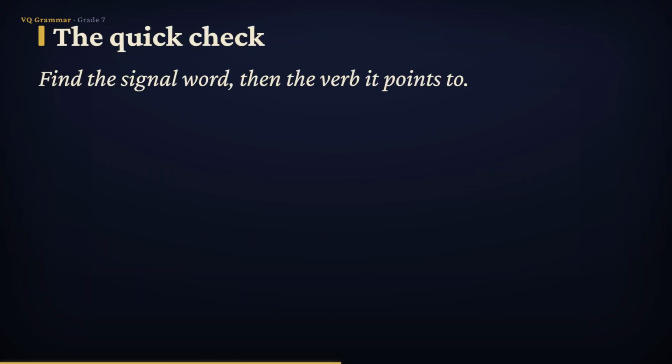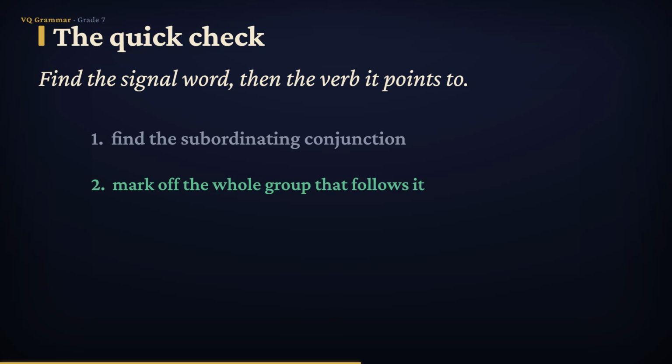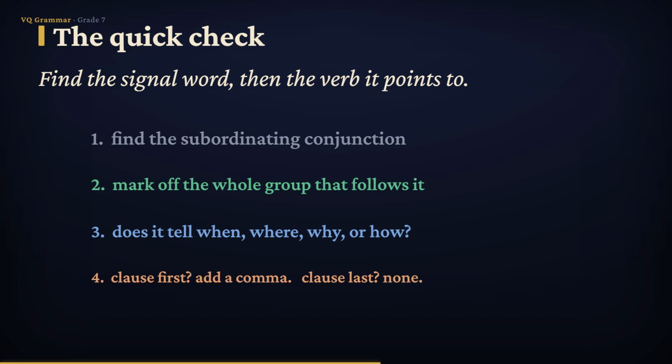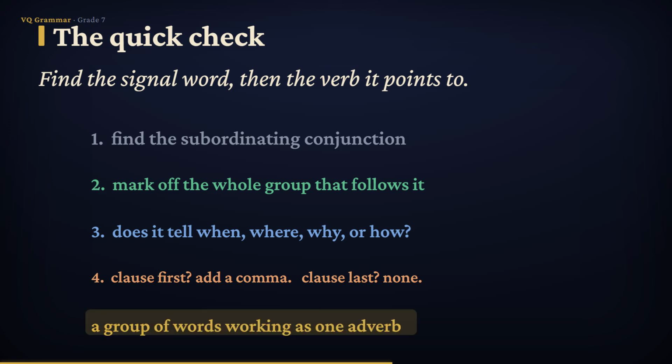Let's boil the whole lesson into a quick check. First, find the subordinating conjunction, a word like when, because, or although. Second, that word starts an adverb clause, so mark off the whole group that follows it. Third, ask what it tells you: when, where, why, or under what condition the action happens. And fourth, check the punctuation. If the clause comes first, add a comma. If it comes last, you usually need none. A whole group of words working together as one single adverb. Let's practice a few together.